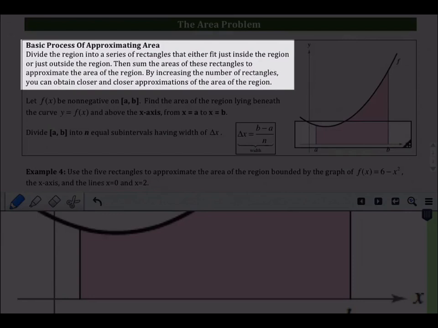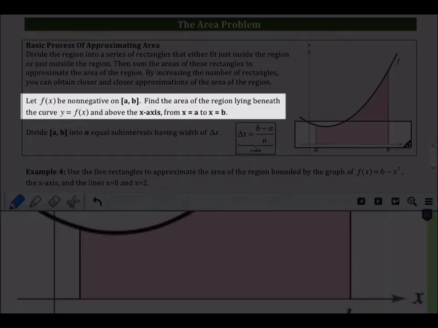What we want to do to begin is divide the region into a series of rectangles that either fit just inside the region or just outside the region, then sum the areas of these rectangles to approximate the area of the region. By increasing the number of rectangles, you can obtain closer and closer approximations of the area of the region.